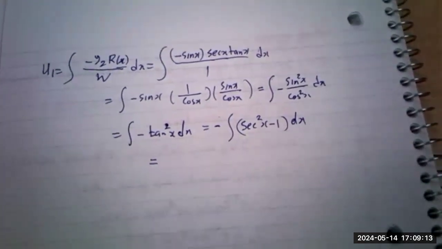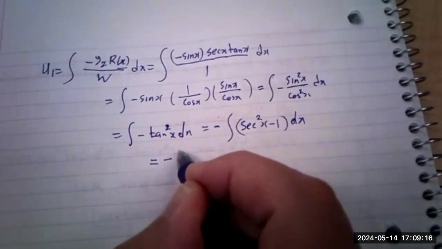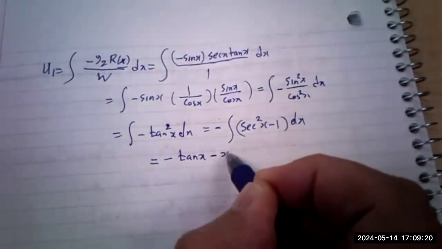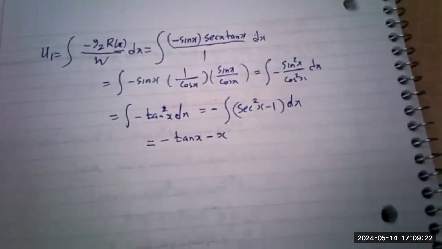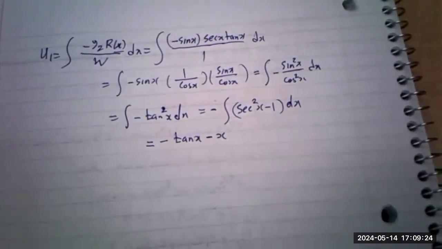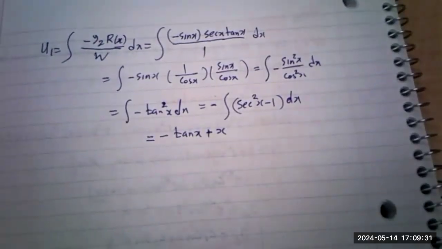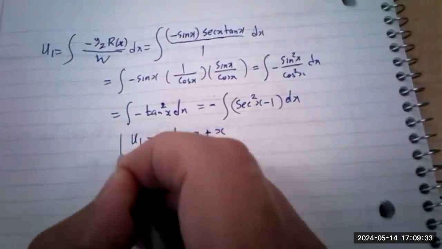And then the integral of a secant squared is tangent, so the integral of negative secant squared is a negative tangent. And the integral of 1 is just x. So that gives negative tangent x plus x. No constant c, because the u1 is a particular solution. So this is going to be your u1.